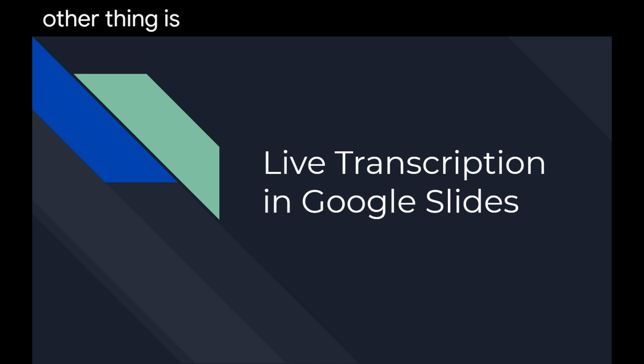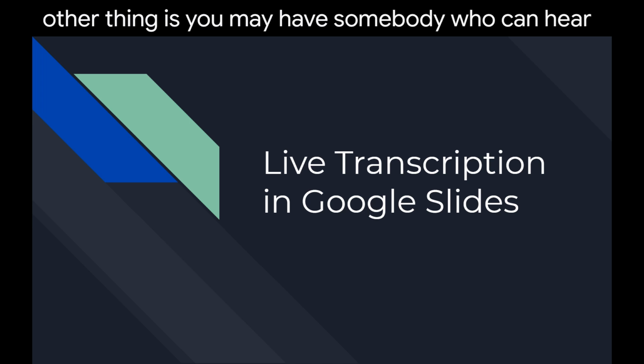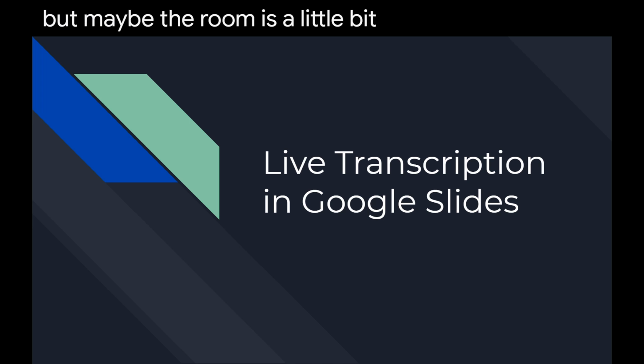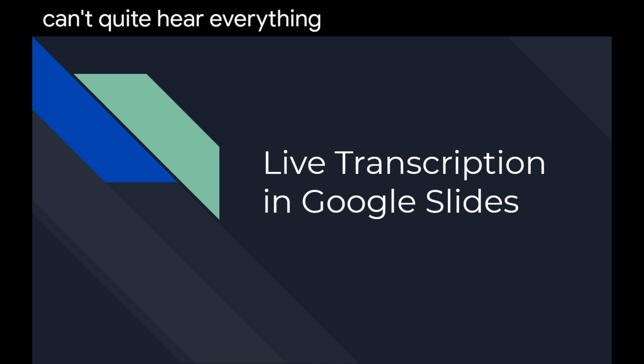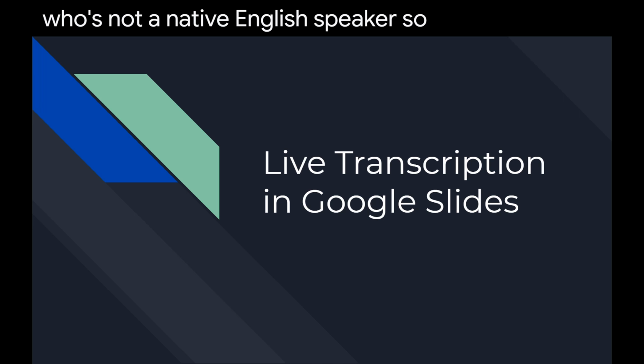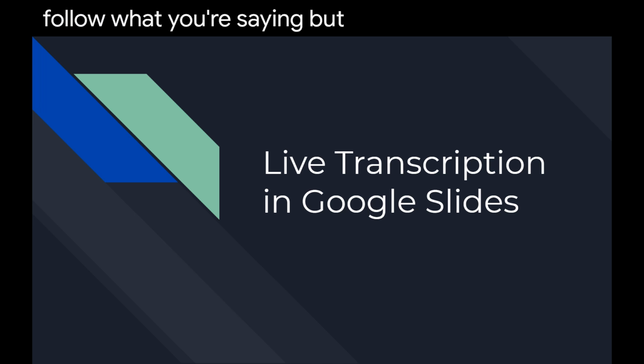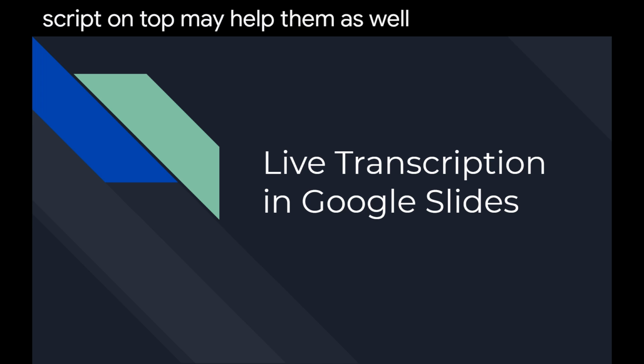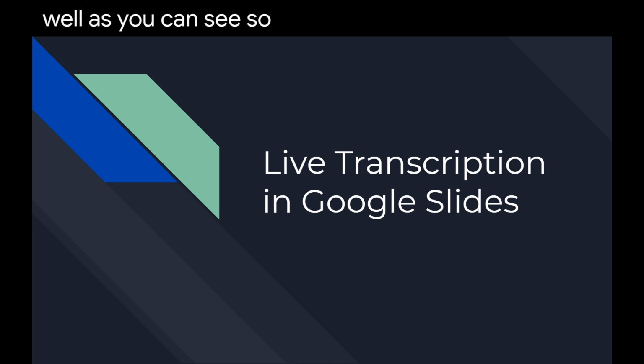The other thing is you may have somebody who can hear, but maybe the room is a little bit disruptive and they can't quite hear everything. So having it visible, again at the top of the screen, may come in handy. And then the other thing is you may have somebody who's not a native English speaker, so they can kind of follow what you're saying, but being able to see the script on top may help them as well. But it works really well, as you can see, so that's really great.